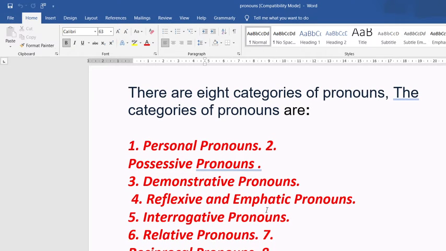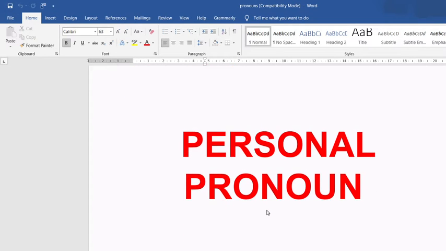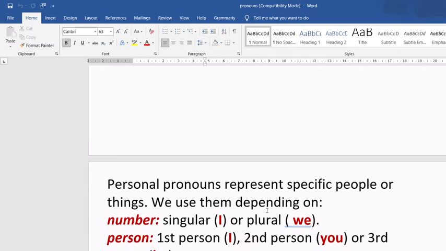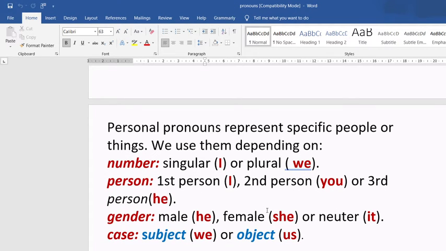See, they are the personal, possessive, demonstrative, reflexive and emphatic, interrogative, relative, reciprocal, and indefinite pronouns. One by one, we will learn about these pronouns. So let's see the first type, the personal pronoun, which as the name suggests is actually talking about a person.